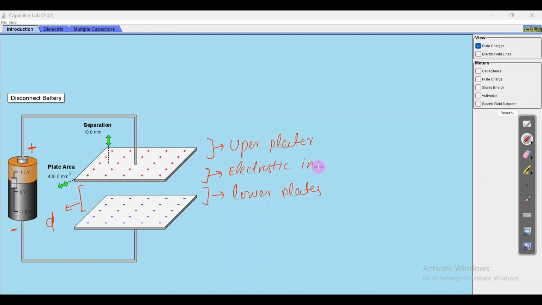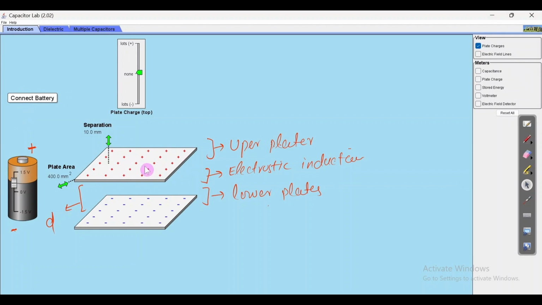Electrostatic induction is the process in which charges appear on another body when the field of the first body interacts with it. When I disconnect the battery from here, the charge is still present on these plates. They do not neutralize. Why is this?